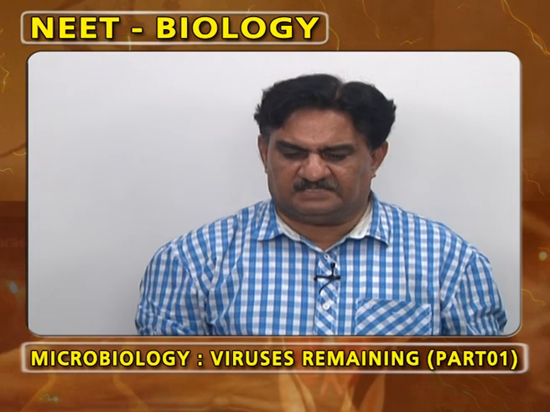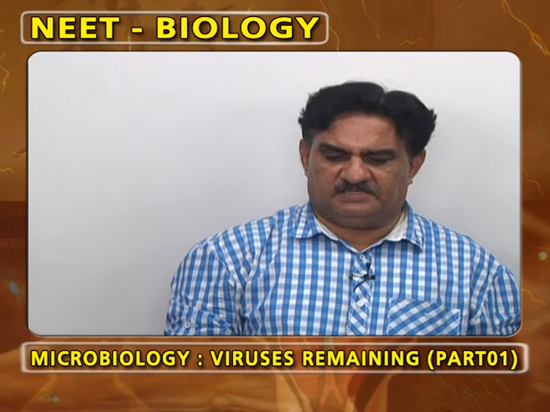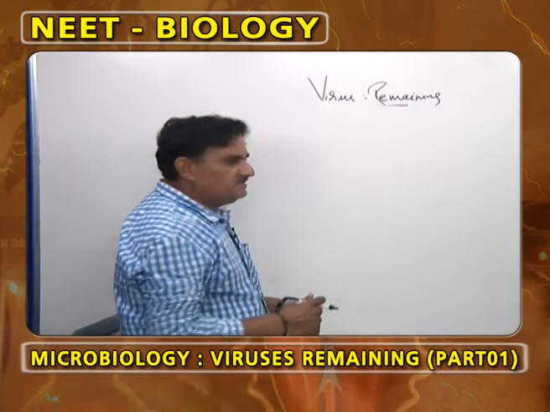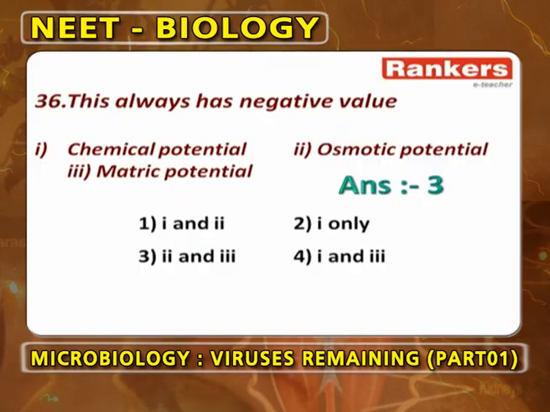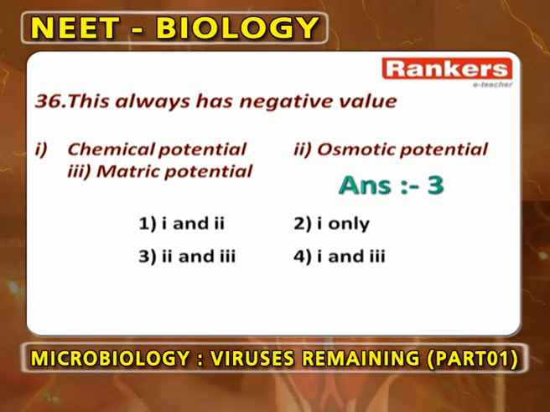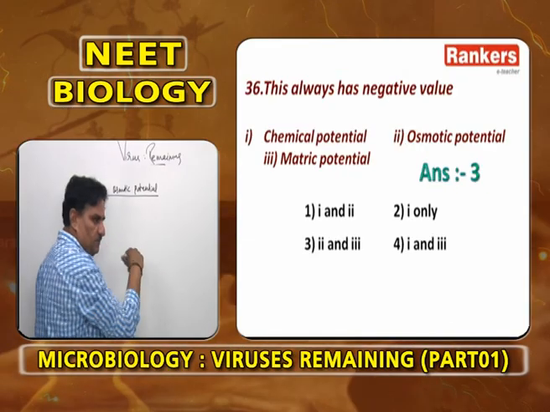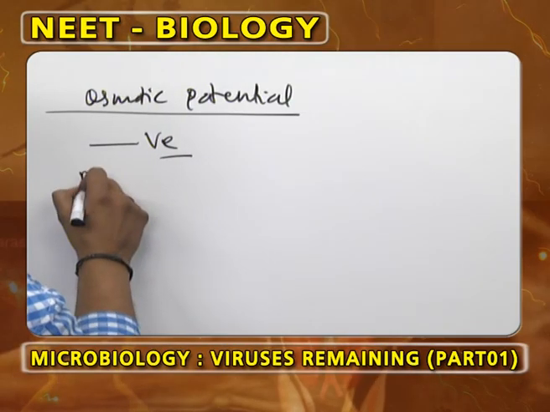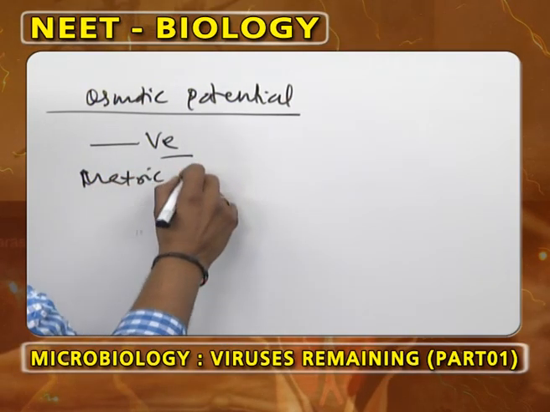This always has a negative value: chemical potential, osmotic potential, matric potential. Osmotic potential means solute potential. Solute potential means the concentration is more, free energy is less. Free energy is less means negative. Matric potential, what does matric potential mean?